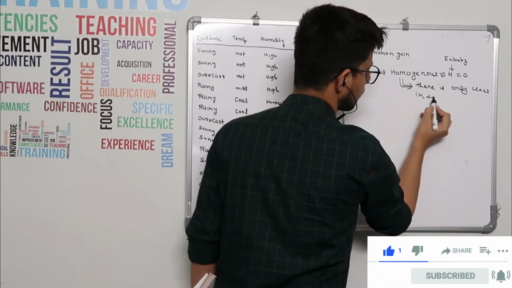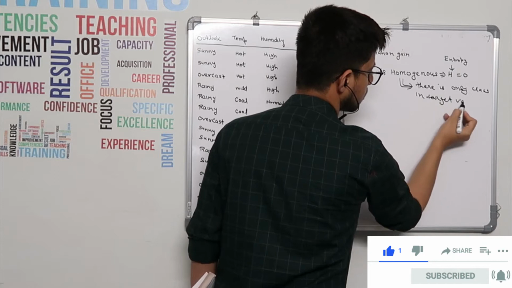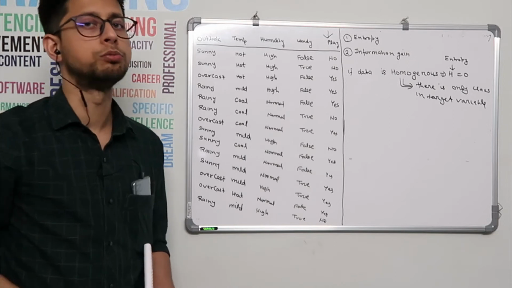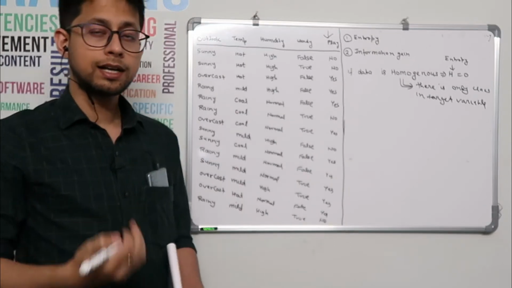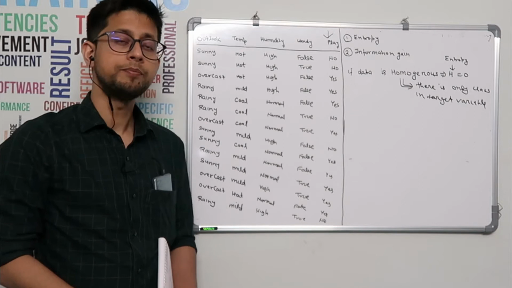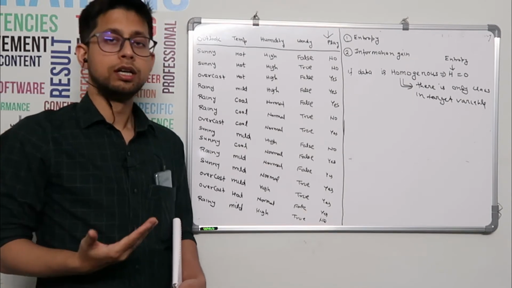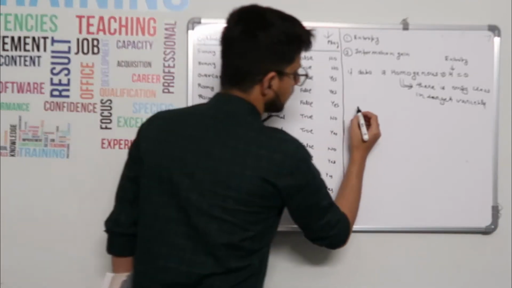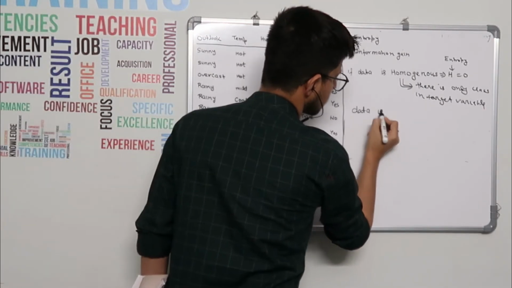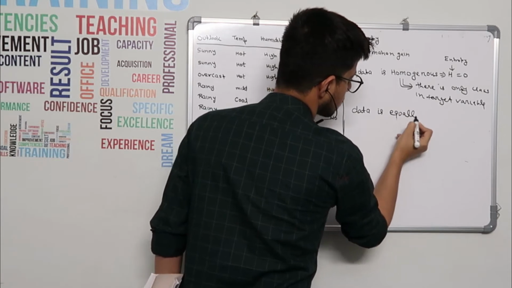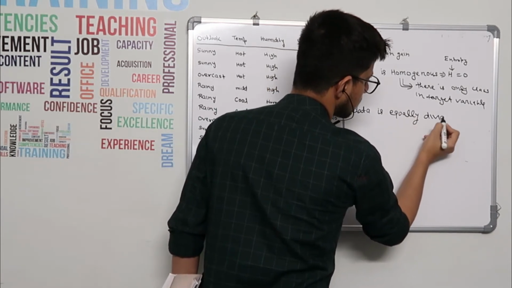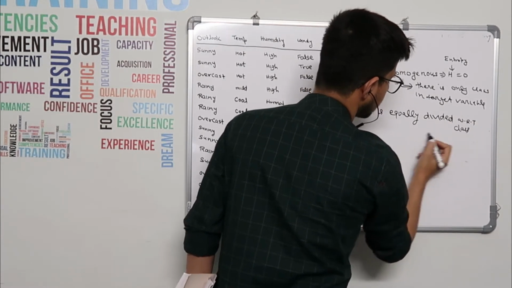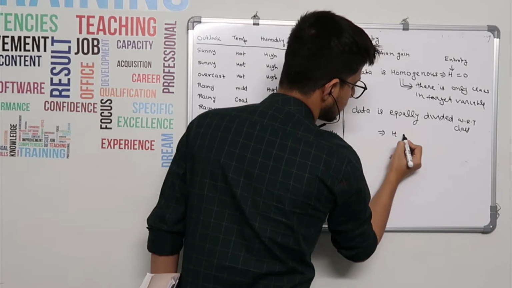Only one class in the target variable. Then we say your data set is homogeneous. But if your data has multiple classes, and your data is equally divided with respect to class, then your entropy H is equal to 1.